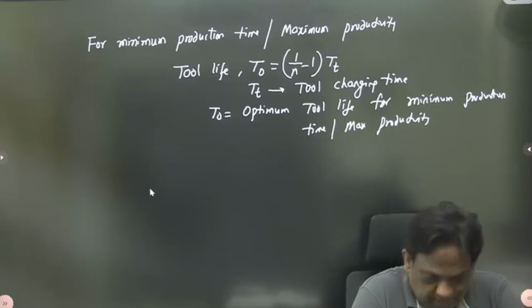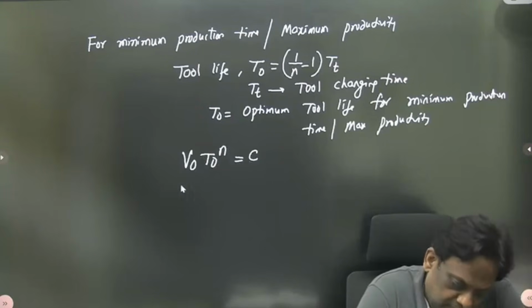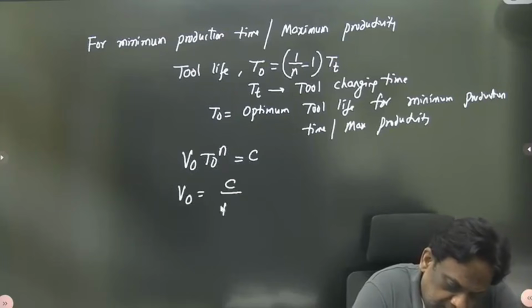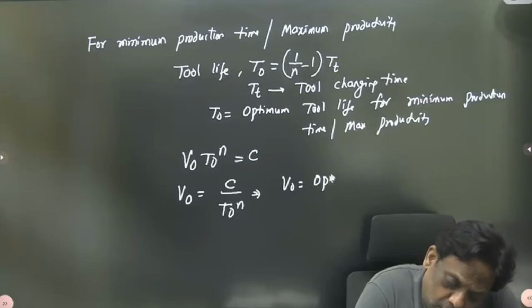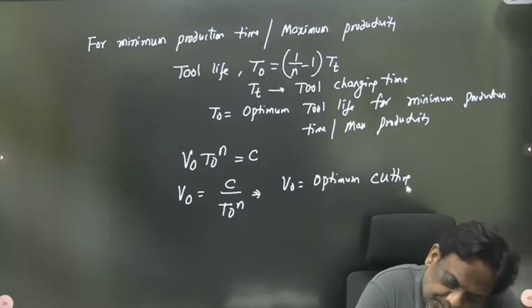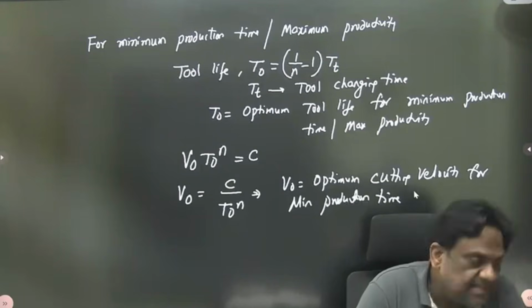देखो एक सेकंड. Then V naught T naught power n is constant. Therefore, V naught T naught power n is equal to VT power n is constant. V naught is C by T naught power n, and therefore V naught is the optimum cutting velocity for minimum production time. Just ये याद रख लेना.